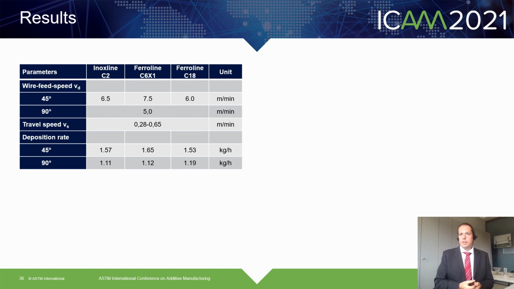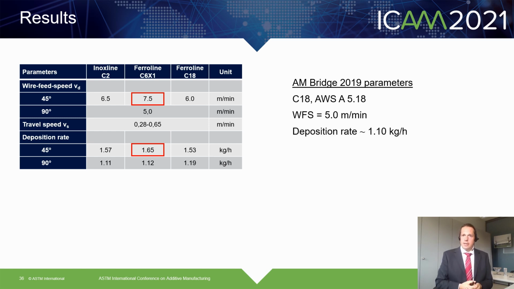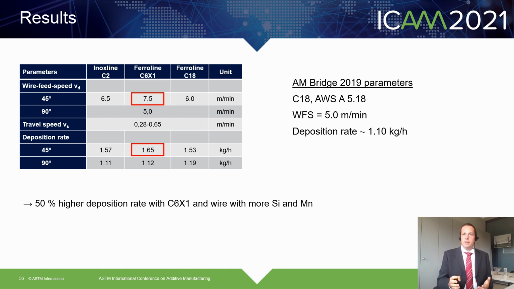Yeah, and these are the results. We were able to increase the wire feed speed up to 7.5 meters per minute with the gas Ferroline C6X1, which results in a deposition rate of 1.65 kilograms per hour, which is 8% higher than with the C18. By the way, for the bridge, we used the C18 and an AWS A5.18 wire without higher silicon and manganese ratios and had around 1.1 kilograms per hour deposition rate. So the deposition rates we now can achieve are 50% higher.